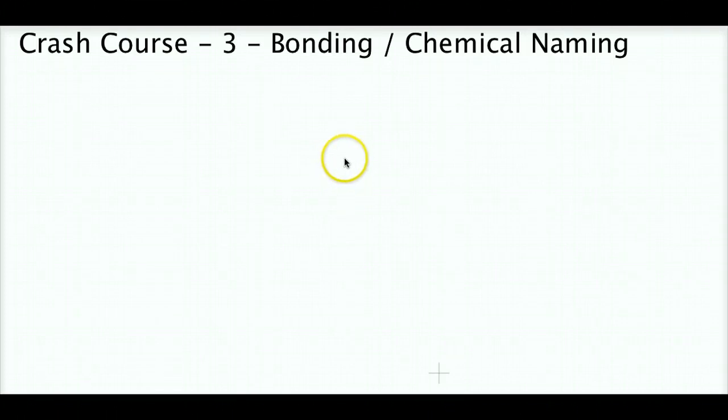I'm trying to give the series in order of the questions as they appear in Part A of the test. In any case, I'm going to do bonding and chemical naming because it fits nicely with the periodic table. Then my next crash course installment will do a little bit of mole theory as you would see it on the Regents. Okay, so let's get started.